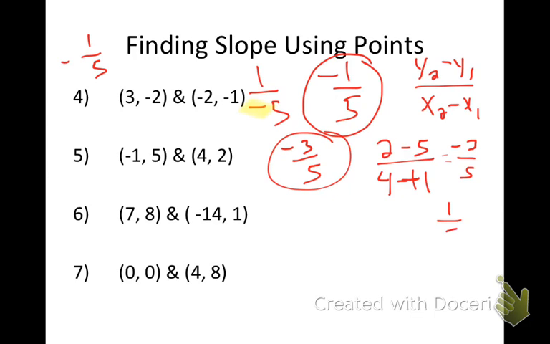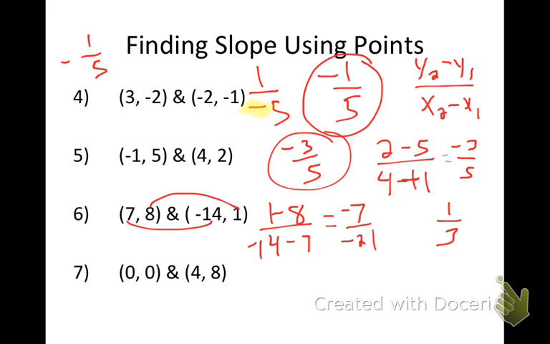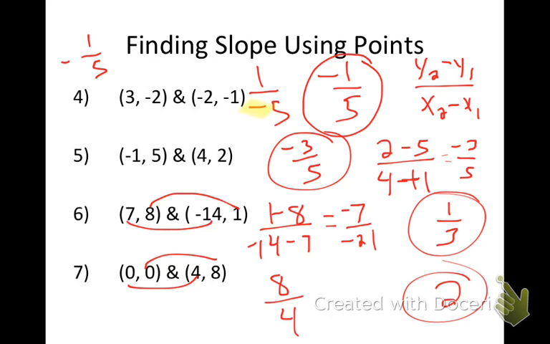1/3. Now notice on this one, I would do 1 minus 8 over negative 14 minus 7. So 1 minus 8 gets me negative 7. Negative 14 minus 7 gets me negative 21. Two negatives get me a positive, so I get 1/3. 7b, so what did you get? 2. Nice job. 8 minus 0 is 8. 4 minus 0 is 4. 8 over 4 gets me 2. All right, so that's slope.